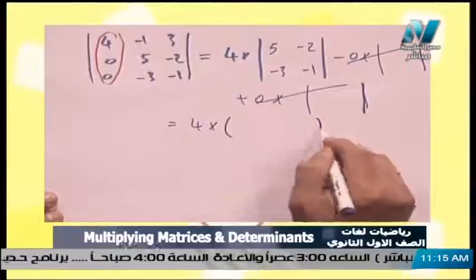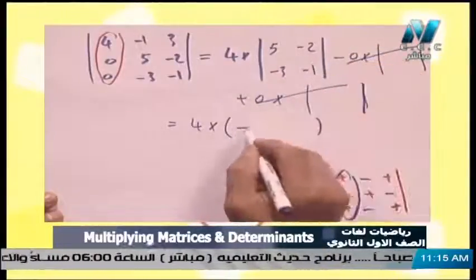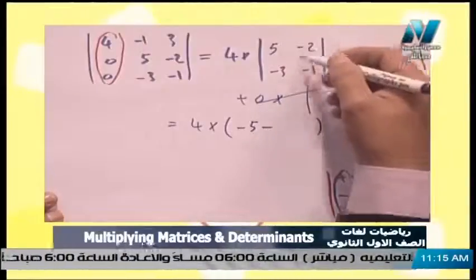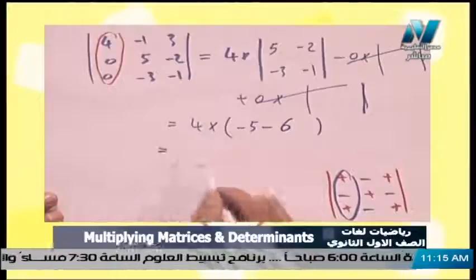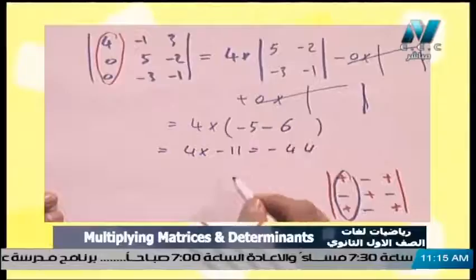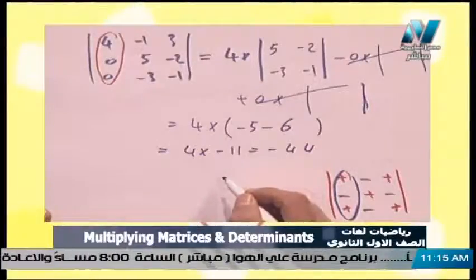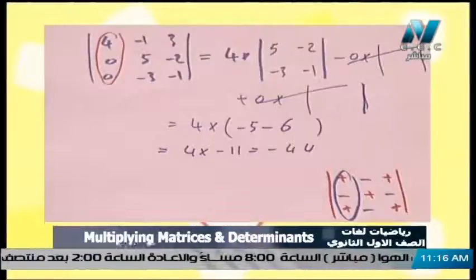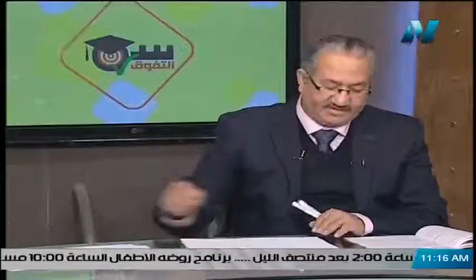The final answer will be 4 times the value of this determinant. Now the value of this determinant is 5 times negative 1 equal negative 5 minus negative 2 times negative 3 equal 6. So 4 times negative 11 equal negative 44. So the final answer will be negative 44. Okay, let's move to another example here.